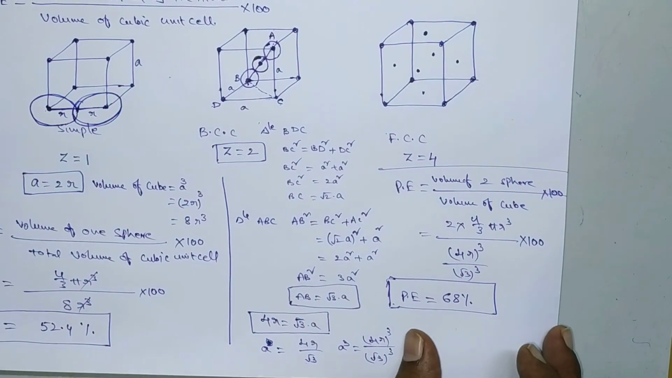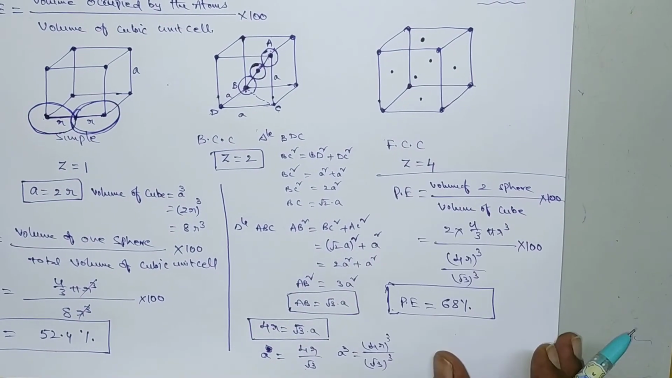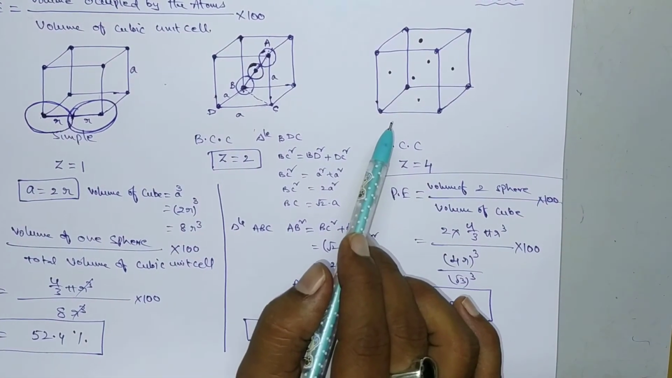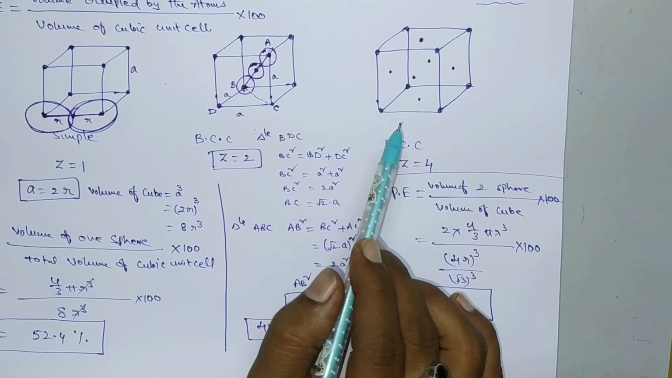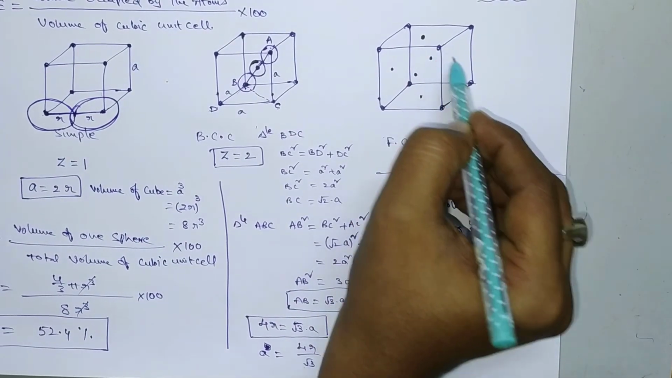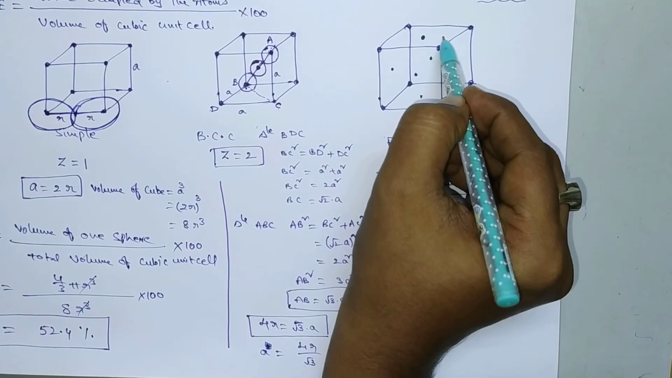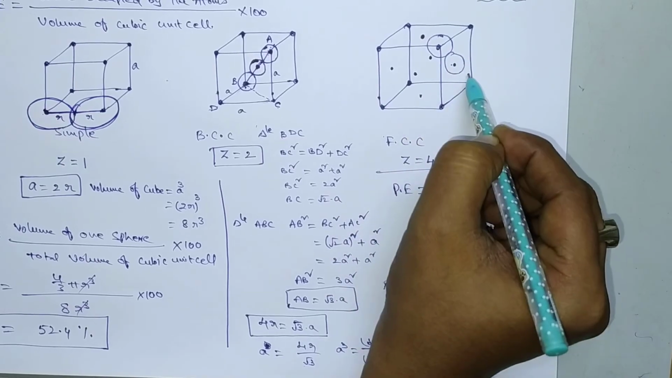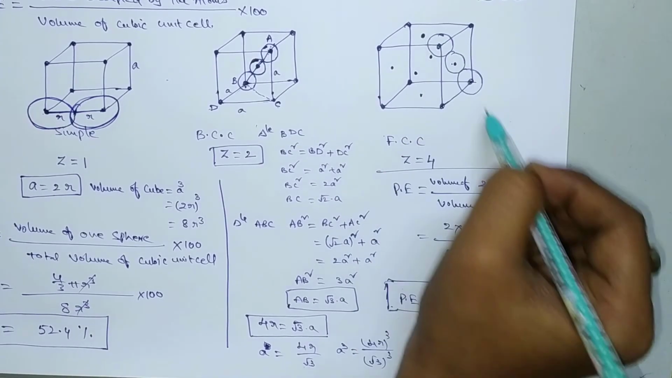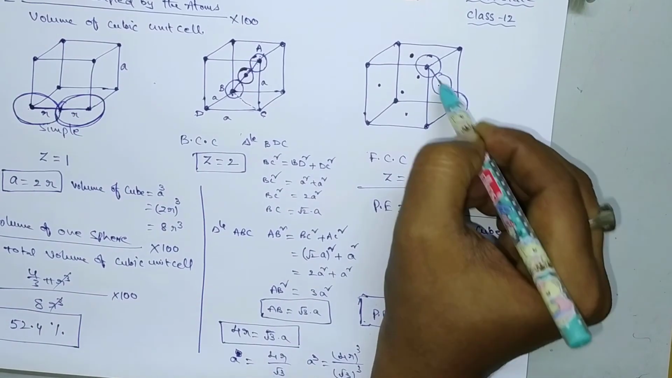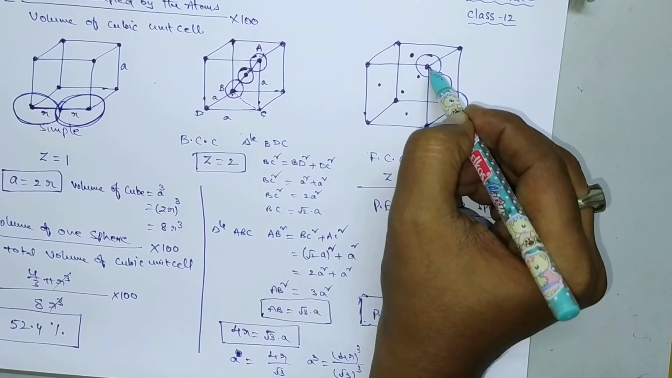So now we have to calculate for face centered cubic structure. In this situation, we have to consider the face diagonal. Along the face diagonal the atoms will touch each other. So this is the face diagonal. If you consider this atom, this atom and this atom, these 3 atoms will touch each other. So along this face diagonal there exist 3 atoms which touch each other.